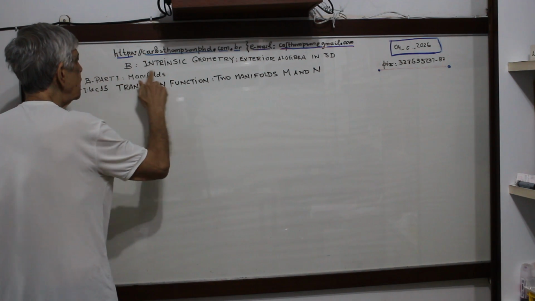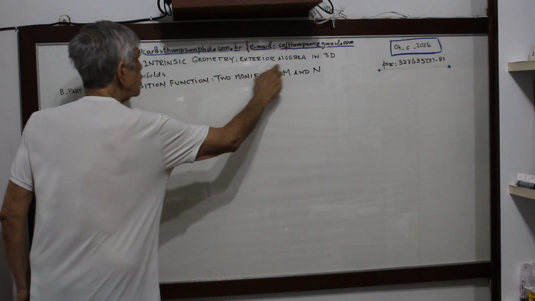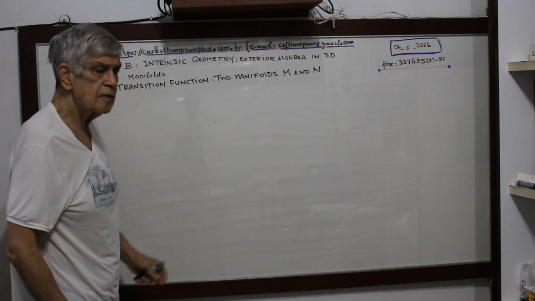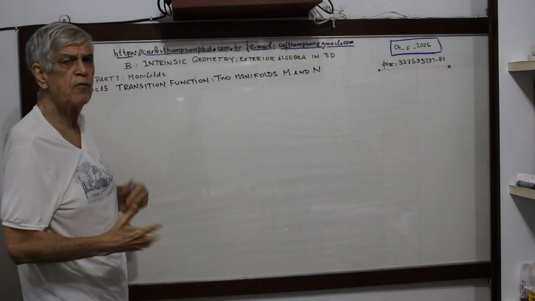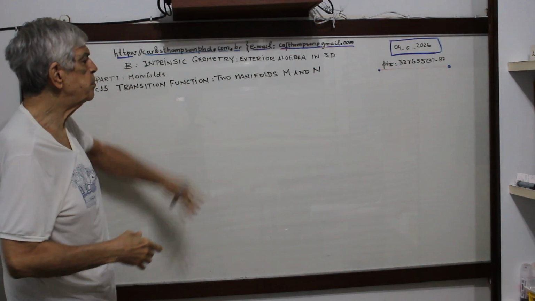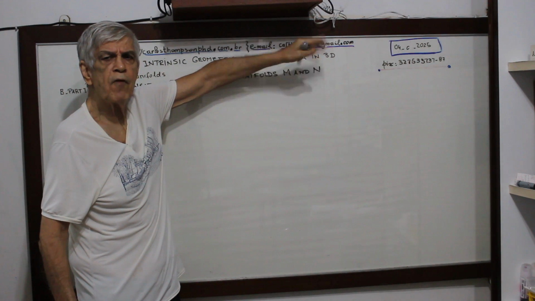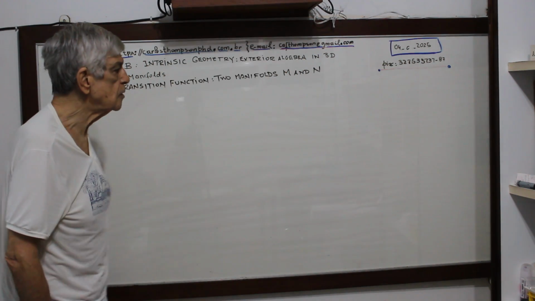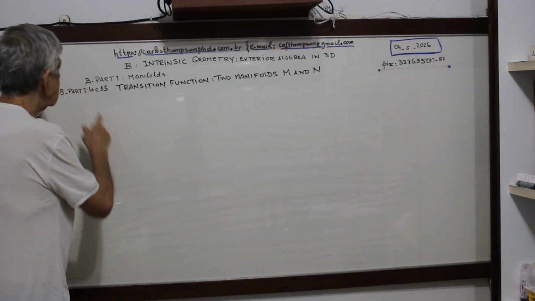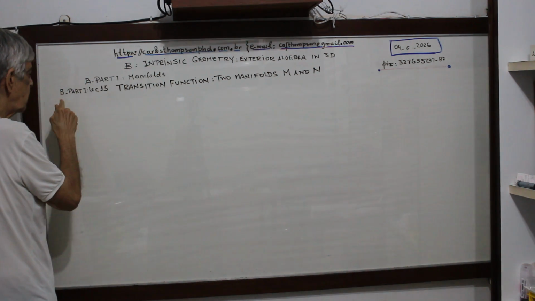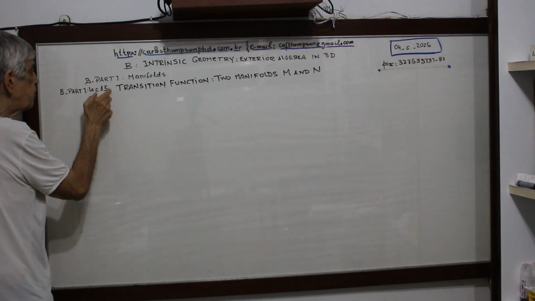This can be intrinsic geometry, exterior algebra in 3 dimensions. As I mentioned before, this can be expanded for 2, 3, 4, 5, in any dimension. You see? Now, item B, part 1, manifold. B, part 1, lecture 15.